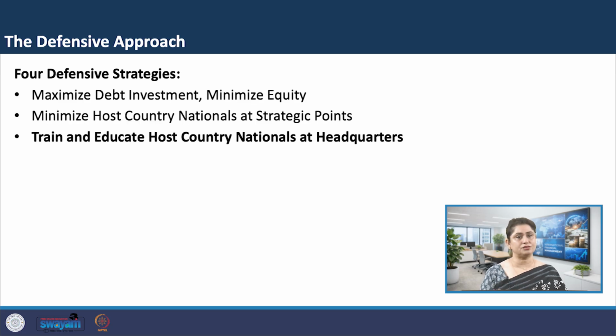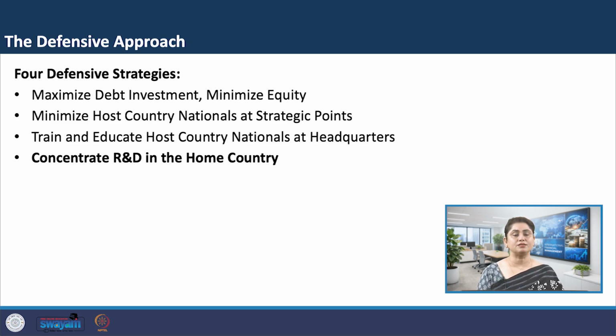The third is to train and educate host country nationals at the parent's headquarters rather than at the subsidiary office. This fulfills any commitments to develop local talent, which are often required by the host government, without transferring the core knowledge and capability to the host country environment. The training happens in a location that remains firmly under the control of the firm.